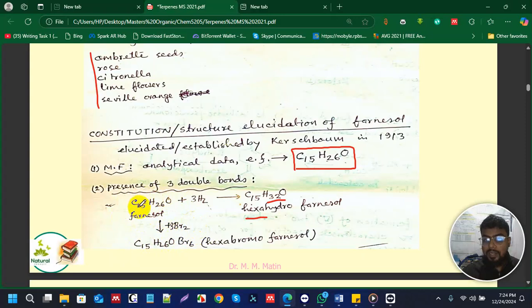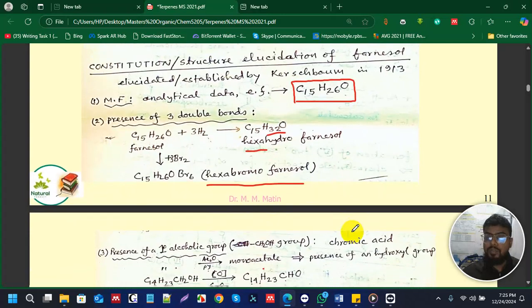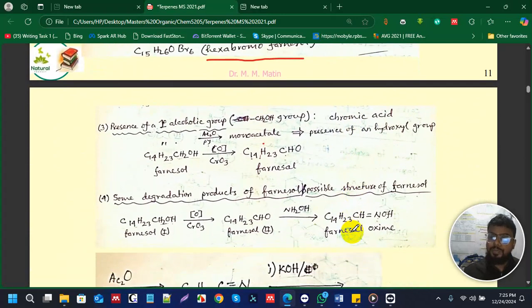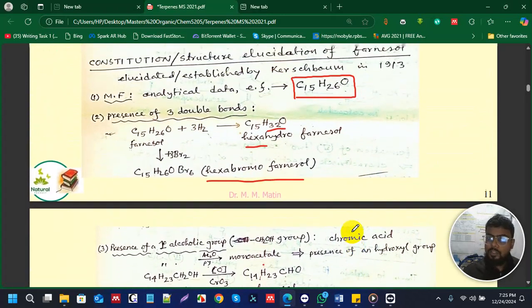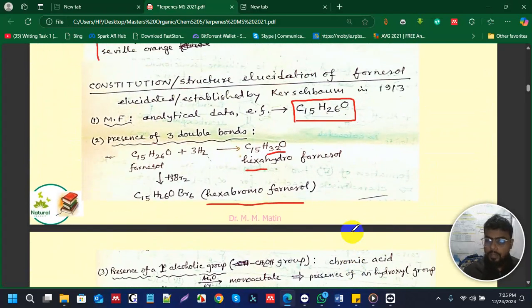Then we get C15H26OBr6, that means 6 bromine atoms are added. Similarly, the name of the produced compound will be hexabromofarnesol, because 6 bromine atoms are attached to this farnesyl. So the synthesized compound name will be hexabromofarnesol. And the third portion: at first we found the molecular formula.